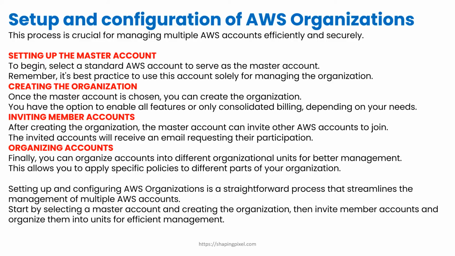After creating the organization, the master account can invite other AWS accounts to join. The invited accounts will receive an email requesting their participation. Finally, you can organize accounts into different organizational units for better management. These allow you to apply specific policies to different parts of your organization. Setting up and configuring AWS Organizations is a straightforward process that streamlines the management of multiple AWS accounts. Start by selecting a master account and creating the organization, then invite member accounts and organize them into units for efficient management.